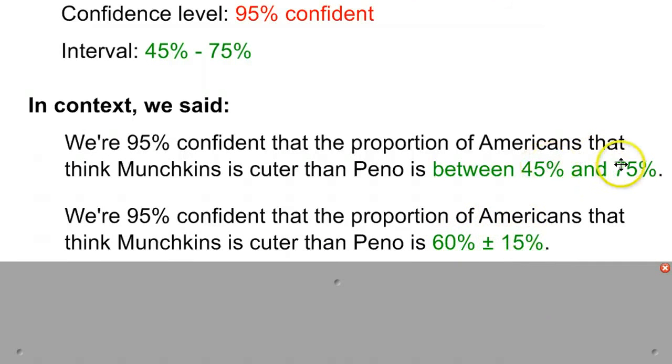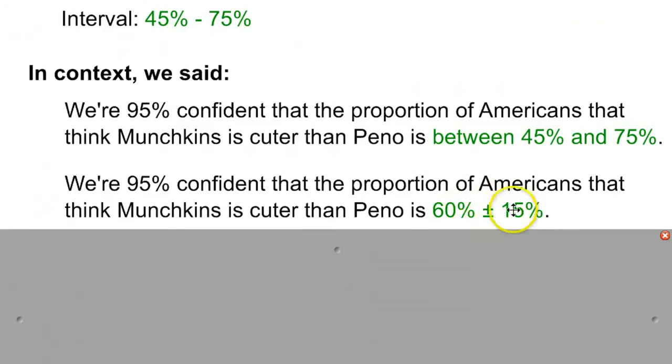And it means the same thing as the interval notation, but it's stated where we know what the best guess is first, and then how much error on either side, what our margin of error, what our wiggle room is on either side.